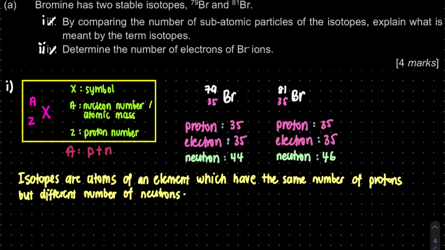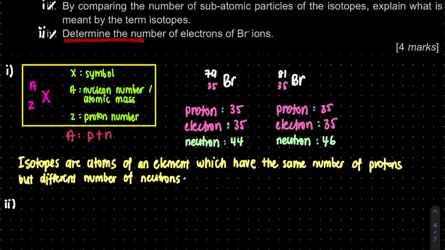For question number 2, determine the number of electron of Br minus ion. For the bromine, we know that the electron is 35. So I'm just going to write down: for bromine, we have 35 electron. But then for Br minus, it means that we're going to gain one electron.